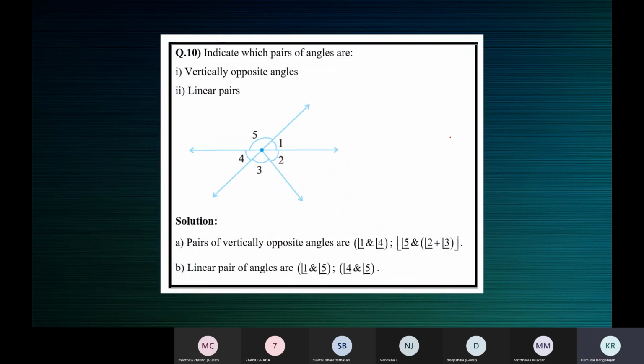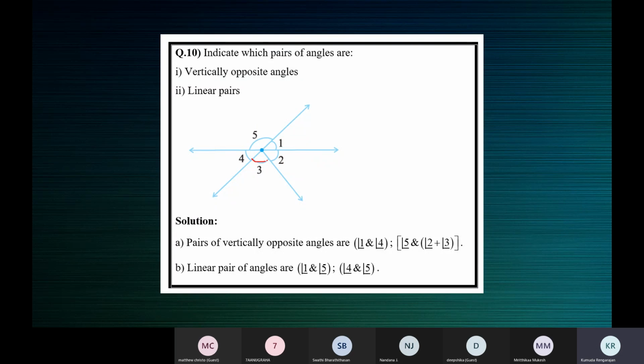This one also, I think, was homework. If not, see it now. Was this homework, children? No, ma'am, until question 9 only you gave. Okay, fine. So here, see, indicate which pair of angles are vertically opposite angles. So you can see the pairs of vertically opposite angles, angle 1 and angle 4. Agree? Angle 1 and angle 4. Yes, ma'am, they are. Then angle 5 and 2 plus 3.